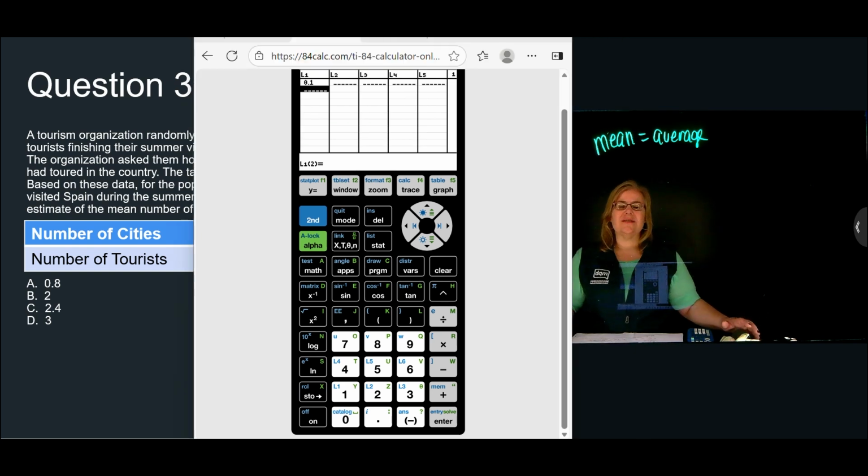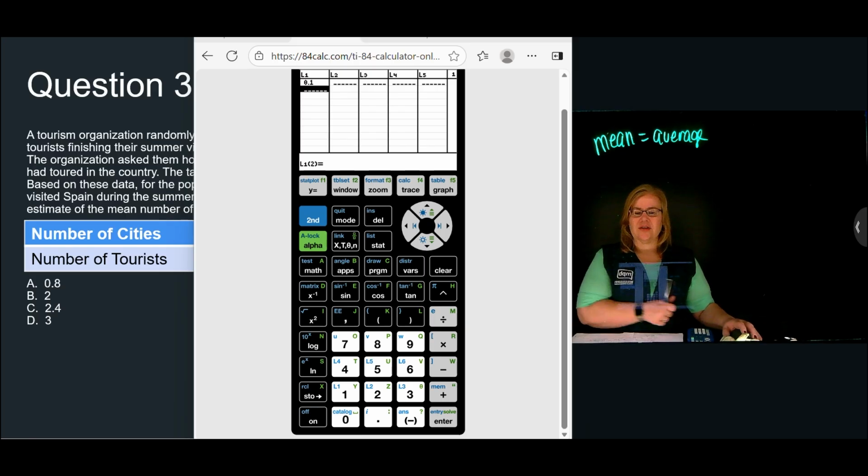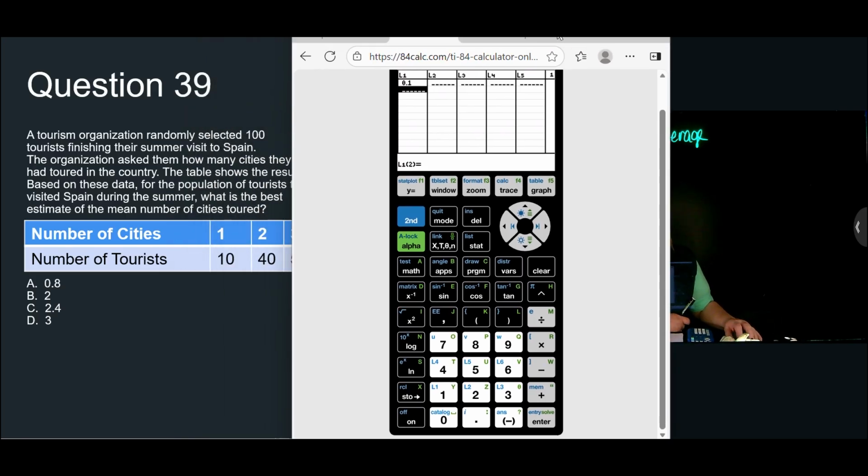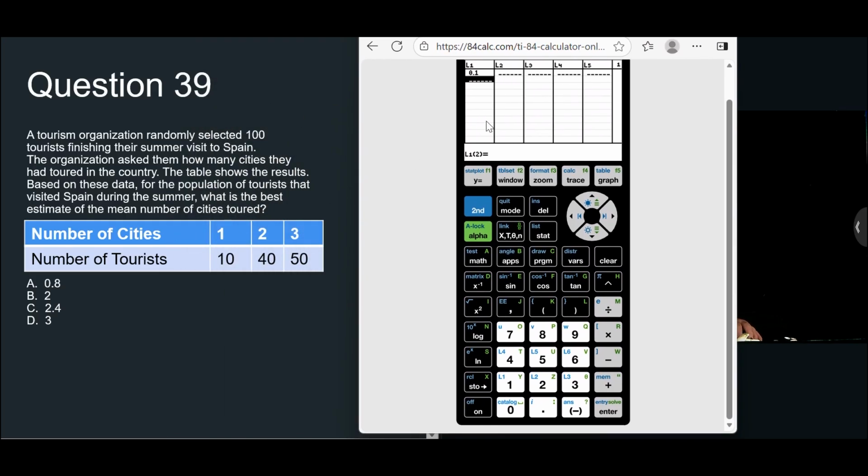Okay, having technical difficulties, I had to move the calculator. So here we go. What we have is the number of cities of 1. We have 1, enter. Then we have 2. And we have 3. That's in our first list. Now, our second list is going to be the number of tourists. So let's go ahead and put 10, enter. We have 40, enter. And we have 50, enter. All right. So now we have both of those lists.